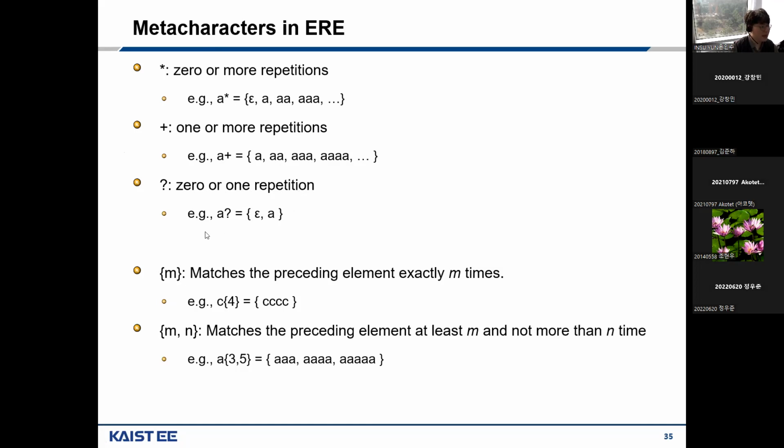And there is the curly bracket. If you put a number, then it will be matched with the preceding element exactly m times. So if you put C curly bracket 4, it will be matched with four C's. You can also make a range, m comma n, so that it will be matched from m up to n times. So A curly bracket 3 comma 5 will be matched with 3 A's, 4 A's, and 5 A's.